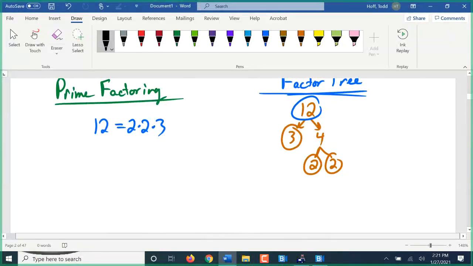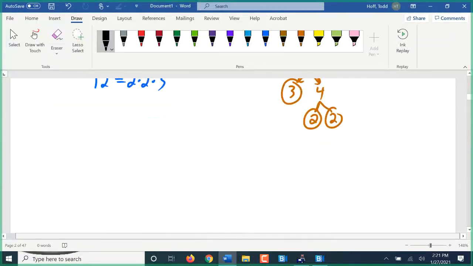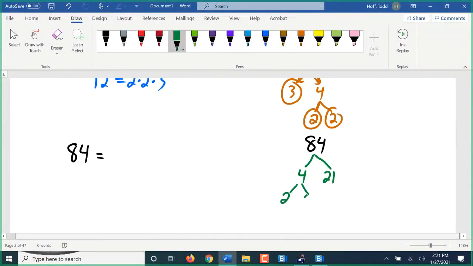So if I ask you to prime factor 84, tell me what it equals. What's anything that divides into 84? 4. If we divide 84 by 4, what's left? 21. Perfect. Can 4 be divided by anything? Yes. What can it be divided by? 2. And if we divide by 2, what's left? 2. Both of those are prime, so we're going to circle them.